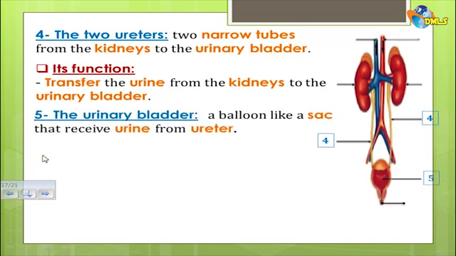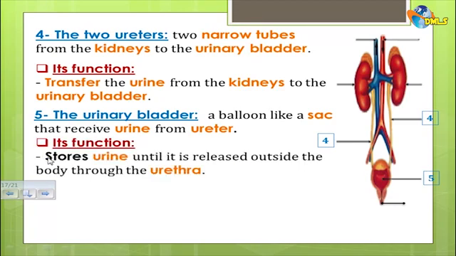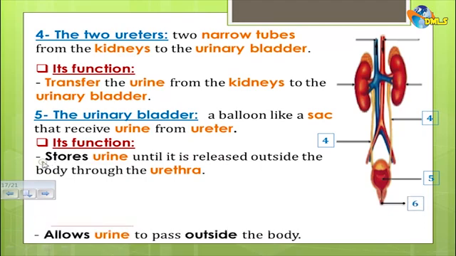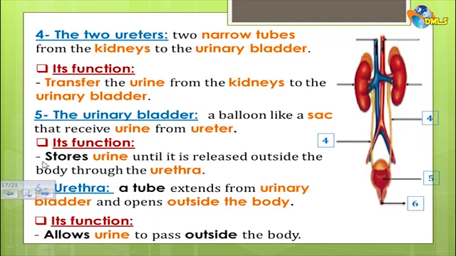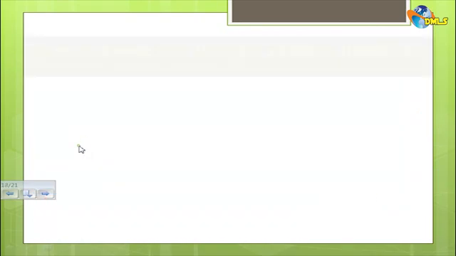Number 5 on this drawing, the urinary bladder. It's a balloon-like sac that receives urine from the ureter. Its function is to store the urine until it's released outside the body through the urethra. The last organ here is the urethra. It is a tube that extends from the urinary bladder and opens outside the body, and its function is to allow urine to pass outside the body.